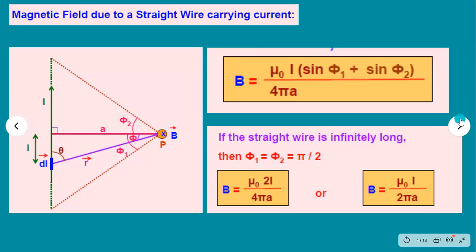Magnetic field due to a straight wire carrying current. Since this derivation is not required for the exam, I'm just giving you the formulae to calculate it. The respective angles are given in the diagram for your information. B is equal to mu naught by 4 pi I into sine theta 1 plus sine theta 2. If the straight wire is infinitely long, then theta 1 and theta 2 become equal to 90 degrees. Therefore, magnetic field is given by mu naught I by 2 pi a.